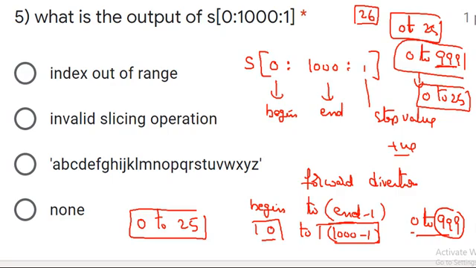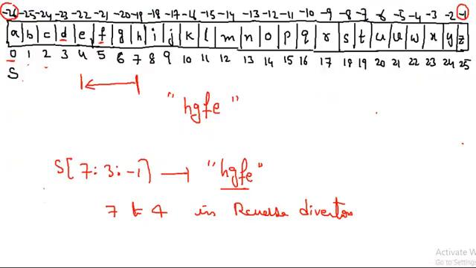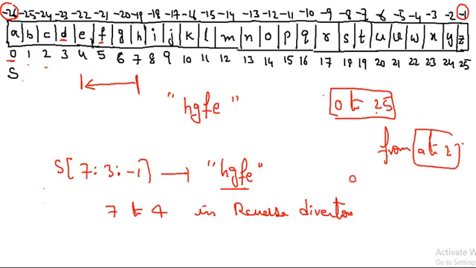So what will be printed? 0 to end minus 1, that means 0 to 25, all the elements will be printed. What is the element at index 0? A. What is the element at index 25? Z. From A to Z, all values will be printed.